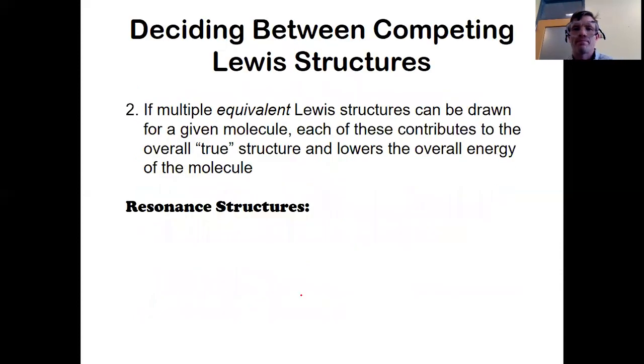Okay, there's another issue, which is known as resonance structures. So here's the idea. If multiple equivalent Lewis structures can be drawn for a given molecule, each of these contributes to the overall true structure and lowers the overall energy of the molecule. Let me give you an example.